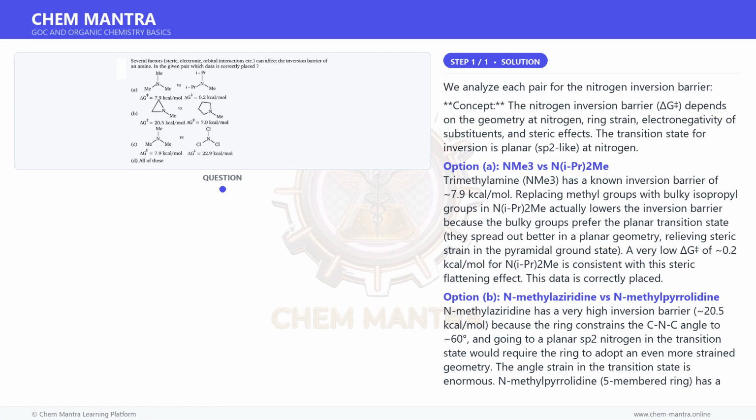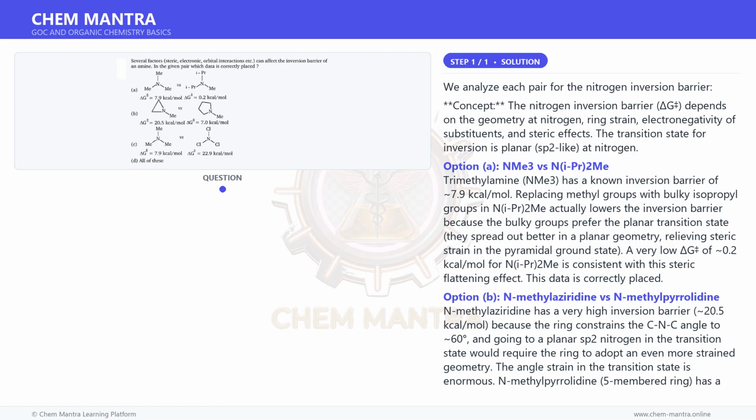Option B. N-methylaziridine versus N-methylpyrrolidine. N-methylaziridine has a very high inversion barrier, 20.5 kcal/mol, because the ring constrains the CNC angle to 60 degrees, and going to a planar sp2 nitrogen in the transition state would require the ring to adopt an even more strained geometry. The angle strain in the transition state is enormous.